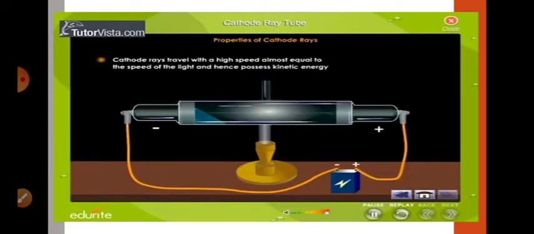Cathode rays travel with a high speed, almost equal to the speed of light, and hence possess kinetic energy. How can we say that? They can drive a small paddle wheel placed in their path. This verifies that they are material particles and have a certain momentum, which you may see in the video.